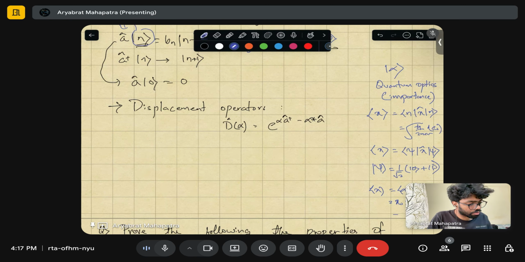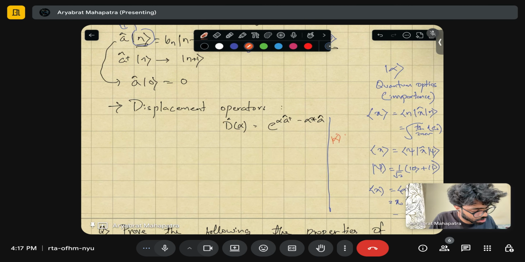If you calculate the uncertainty associated with x, you'll find the minimum uncertainty, because it is a definite state. So I can write here: alpha denotes a definite classical state.